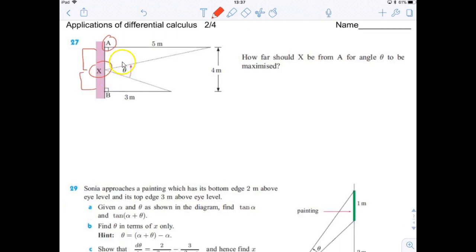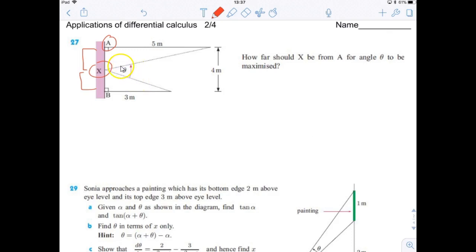It's similar to the problem we just did, except remember the last problem we had these two diagonals. Basically, we're trying to minimize the distances here. And in this case, what we're trying to do is maximize this angle.